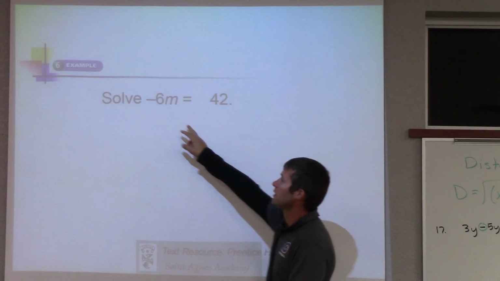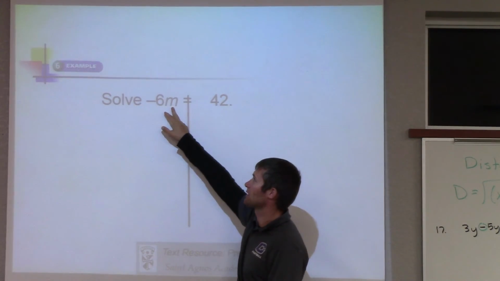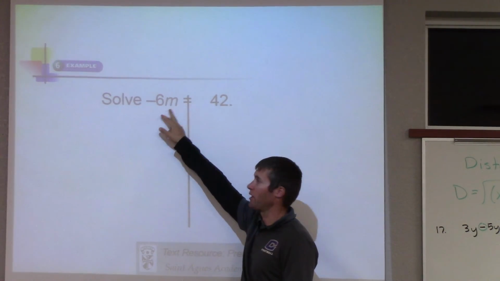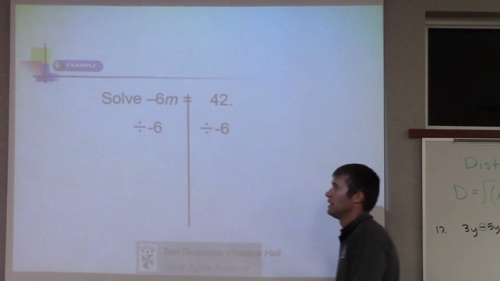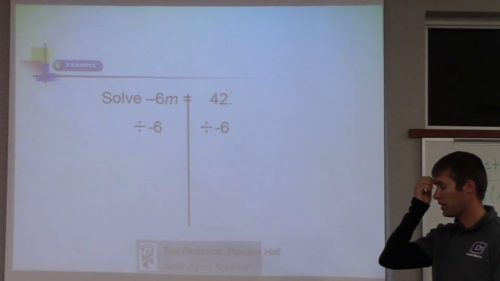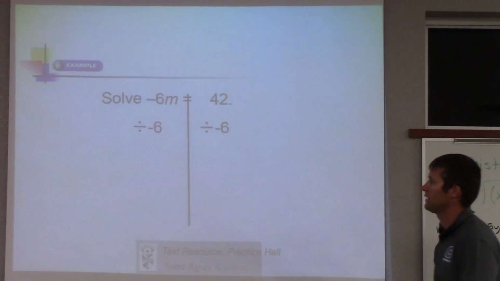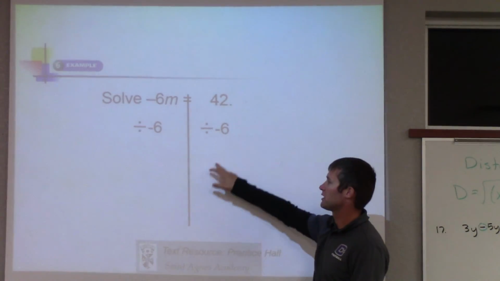We come here, draw my line. Negative 6 times m: the opposite of multiplying would be dividing. Make sure we include a negative, so a positive divided by a negative will be a negative. 42 divided by 6 is 7.